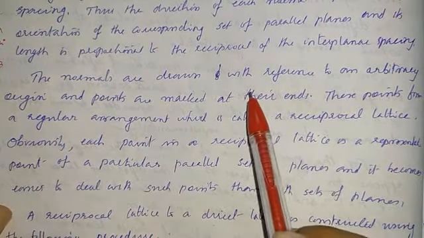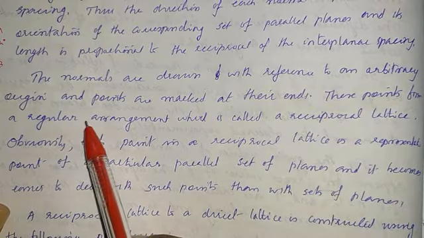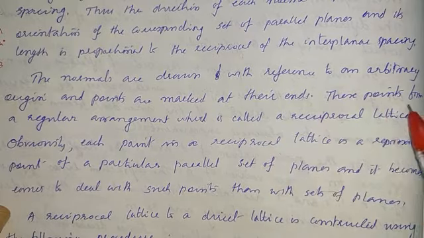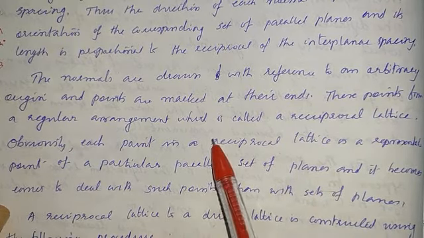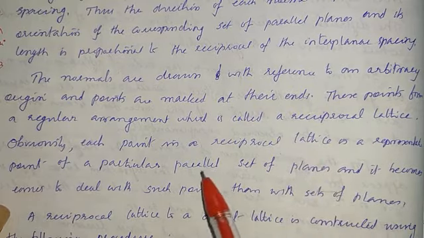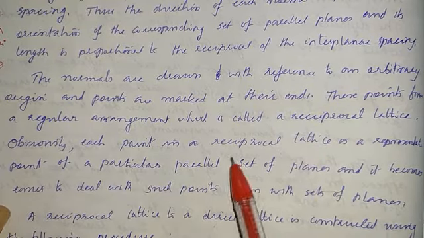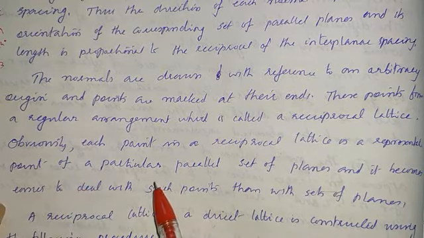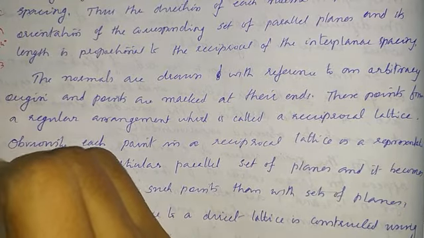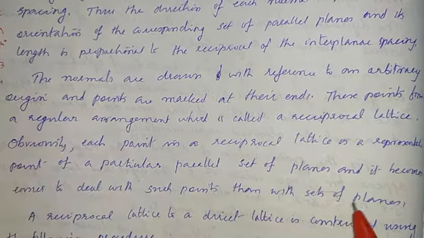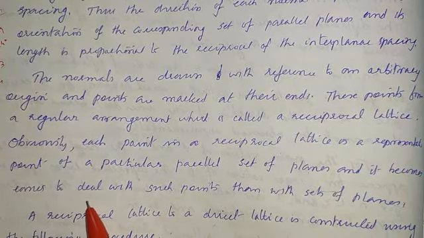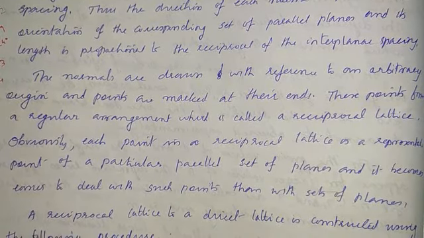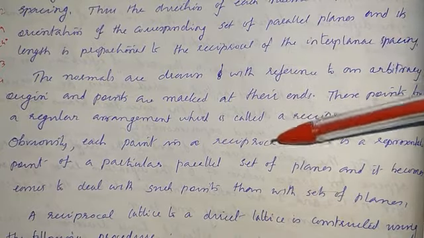The normals are drawn with reference to an arbitrary origin, and endpoints are marked at their ends. These points form a regular arrangement, which is called a reciprocal lattice. Obviously, each point in a reciprocal lattice is representative of a parallel set of planes, and it becomes easier to deal with such points than with a set of planes.